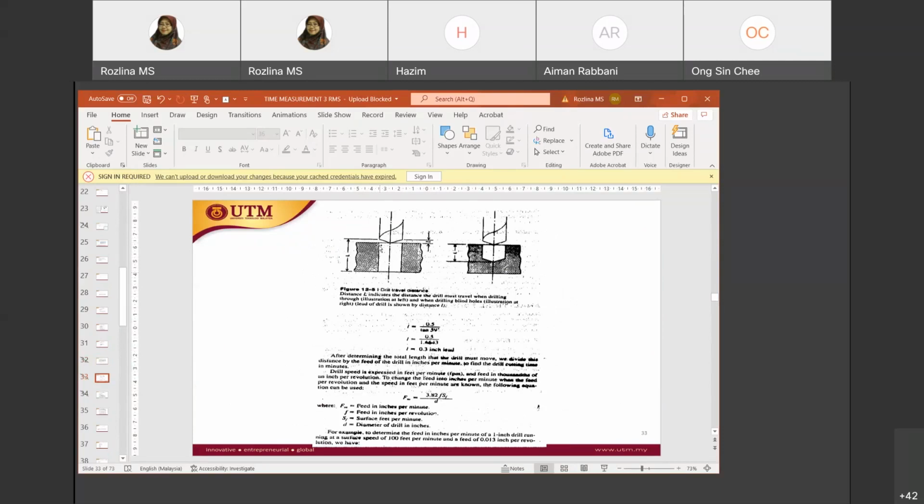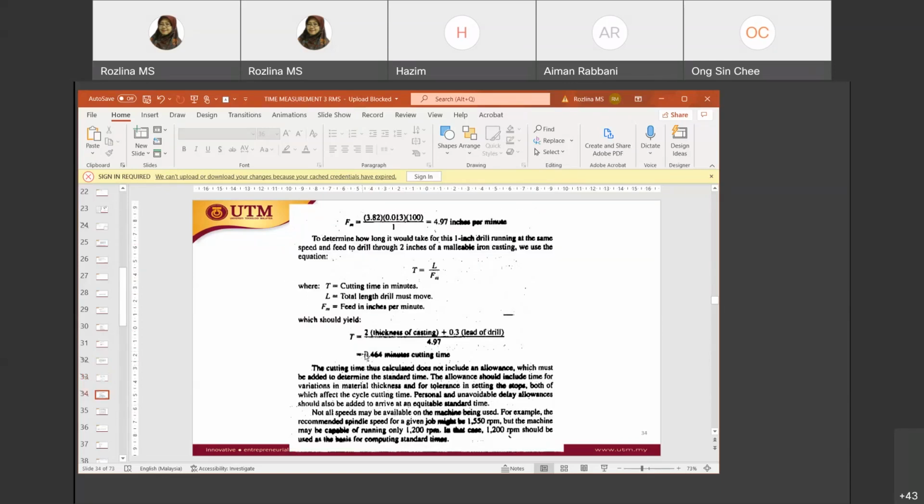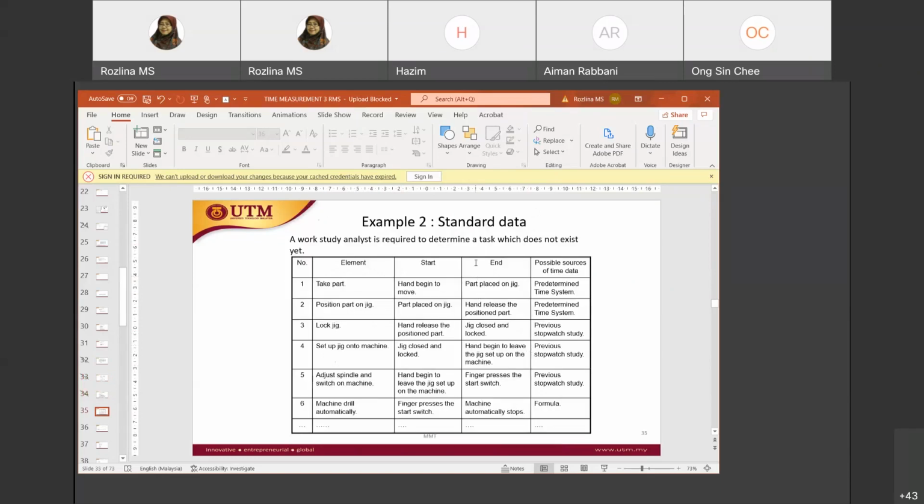How long it can finish until the end of this workpiece. And then you will get the time 0.464 minutes cutting time. Then only you put it in the element time. That is the story actually. So a work study analysis is required to determine a task which does not exist yet.